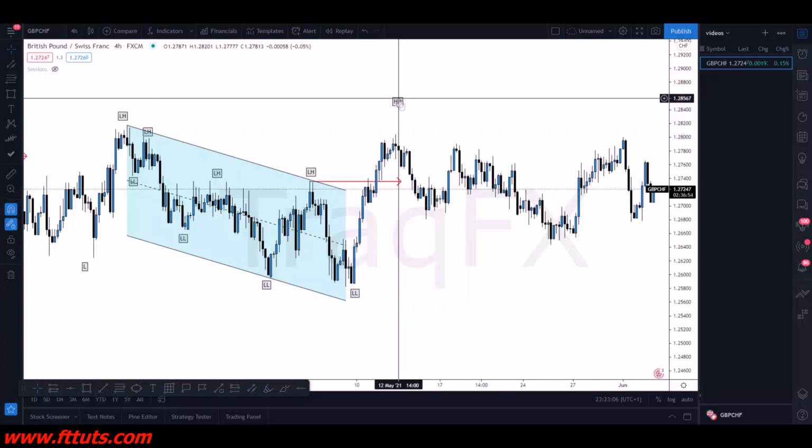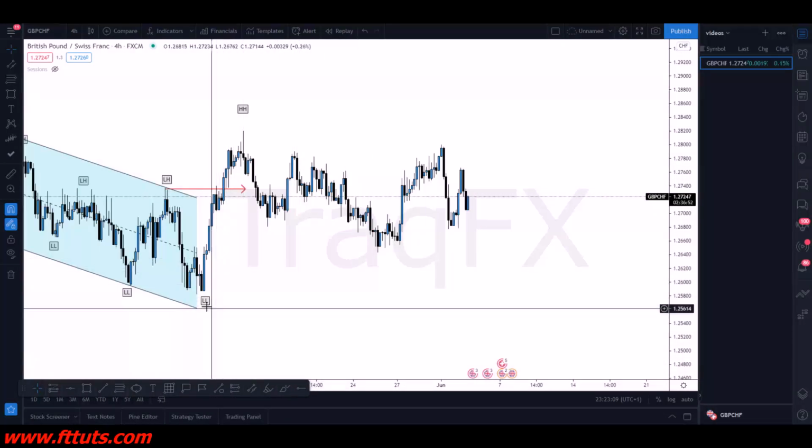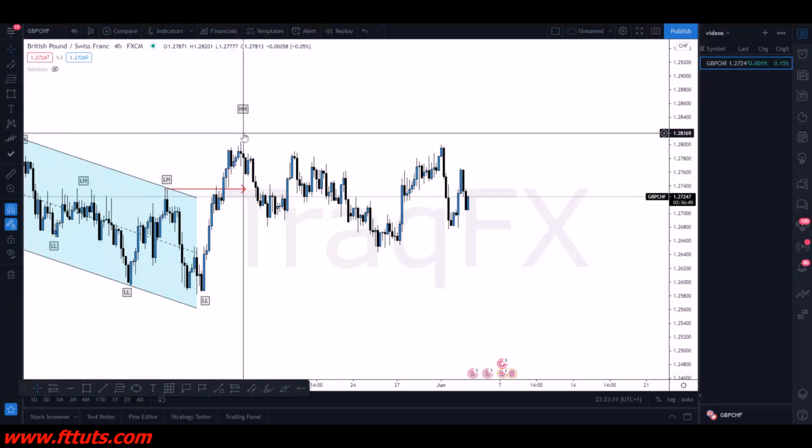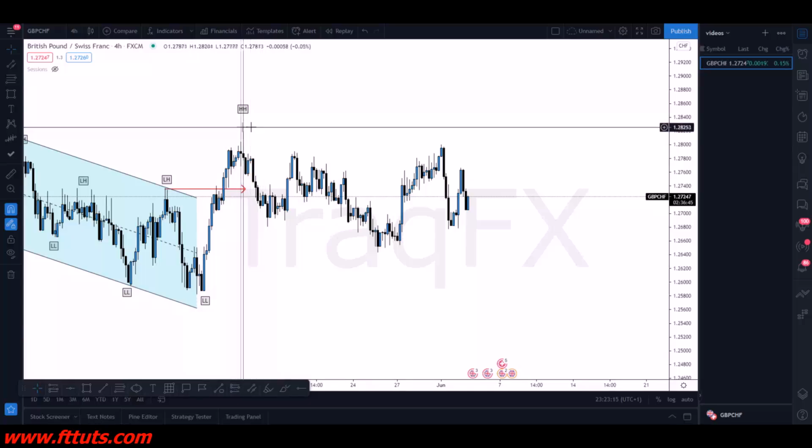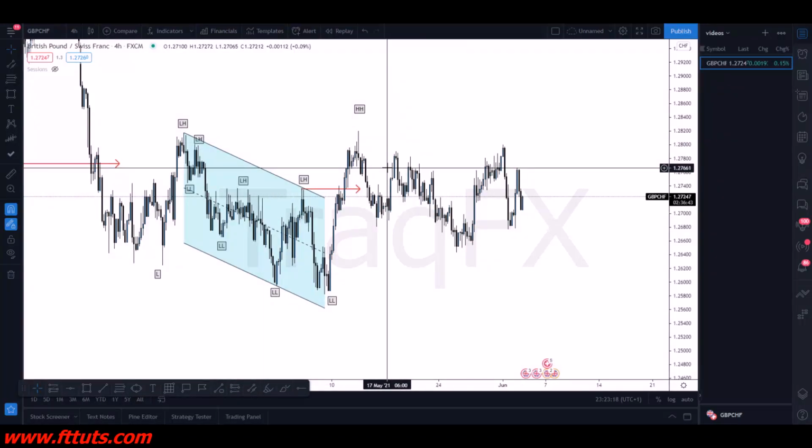Then did we create a higher low after that? Currently we have not created a higher low. In order for us to consider this a higher low, it needs to break above the previous higher high right over here. So that's why we're waiting right now.